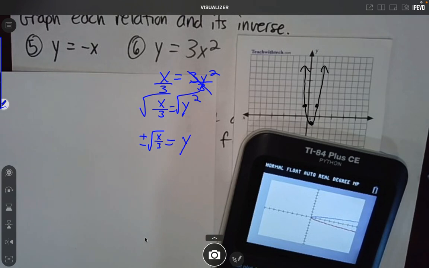Can we do another one with the inverse? Yeah, let me go ahead. Let me finish graphing this one real quick, and then, yeah, we're going to do some more.